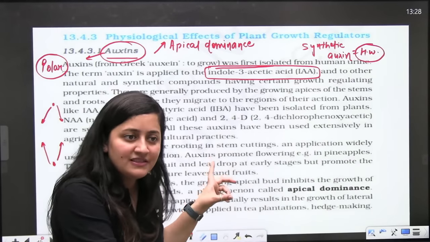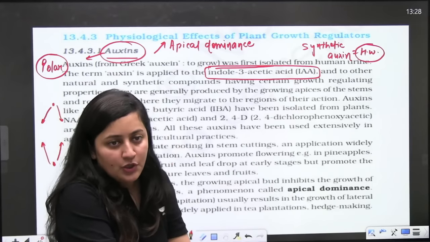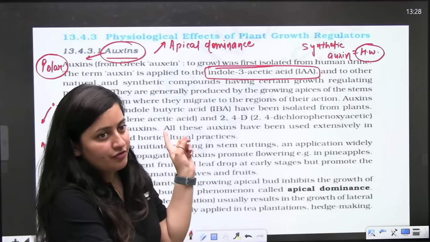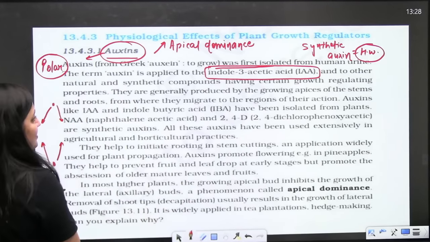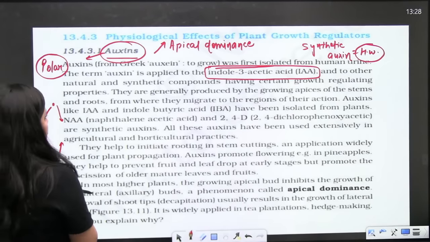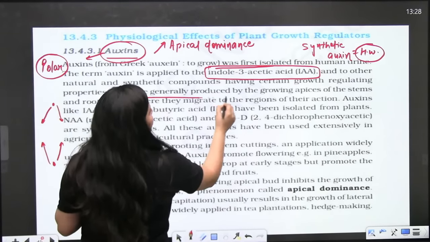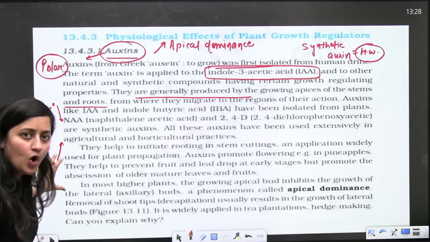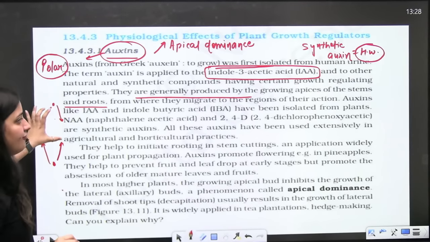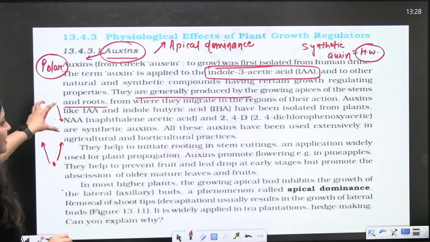If you know the name of a synthetic auxin, type it in the chat section quickly. Be quick. Done, bachche? Done. So, here you can see, they are generally produced by the growing apices of stem and root, whether it is the stem tip or the shoot tip. The auxin will form and then it will migrate.